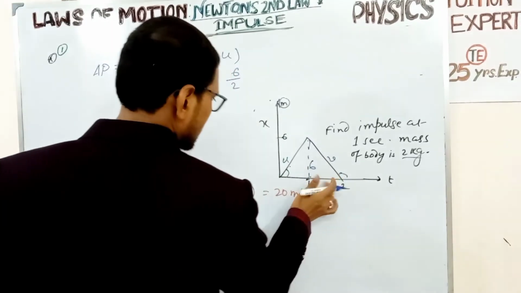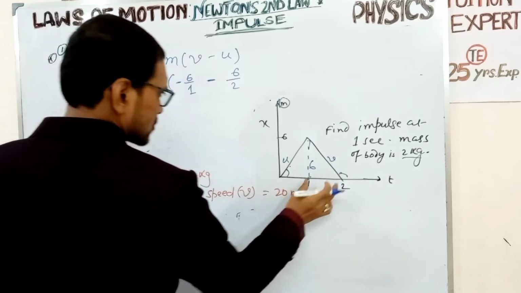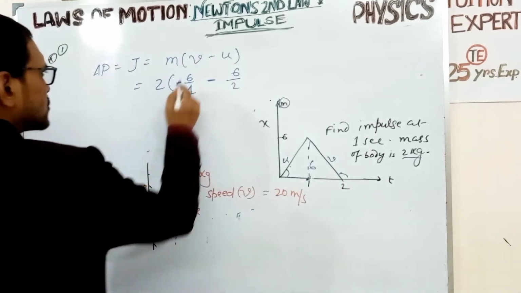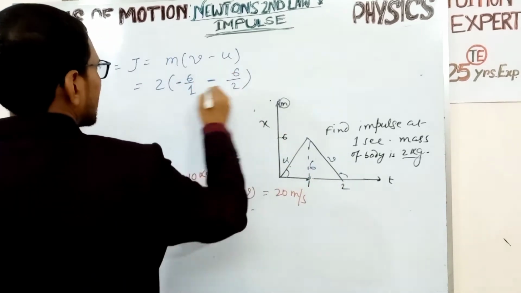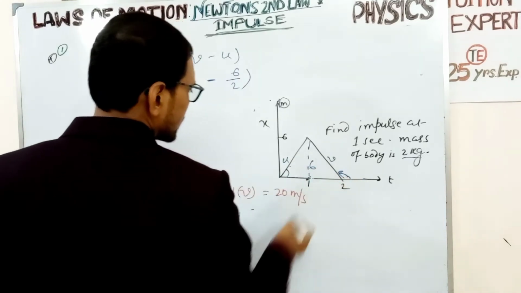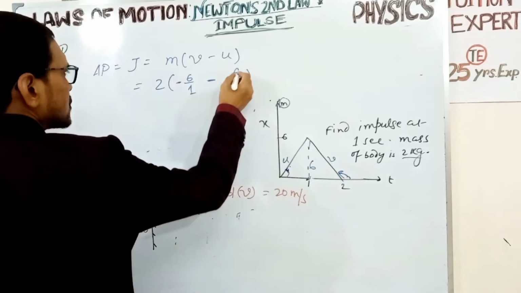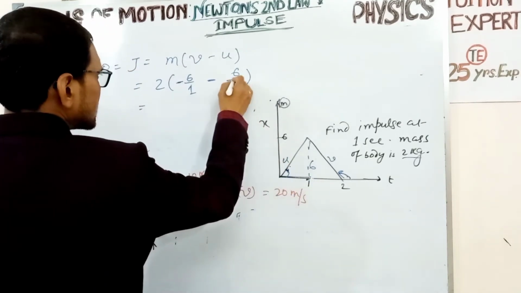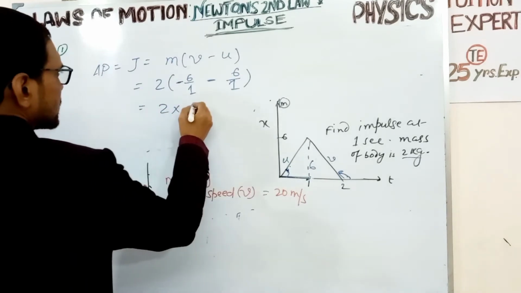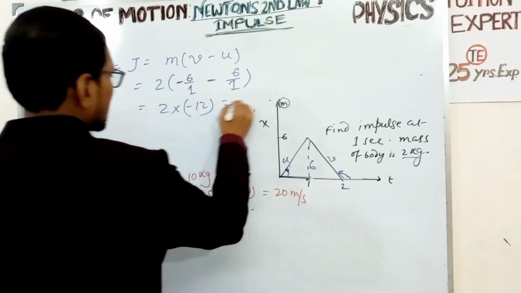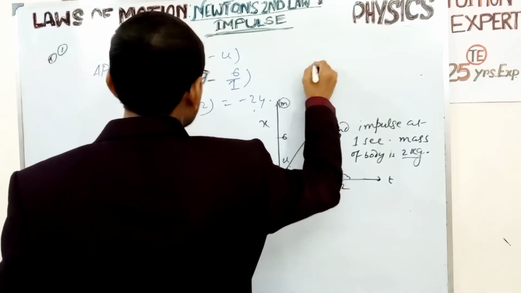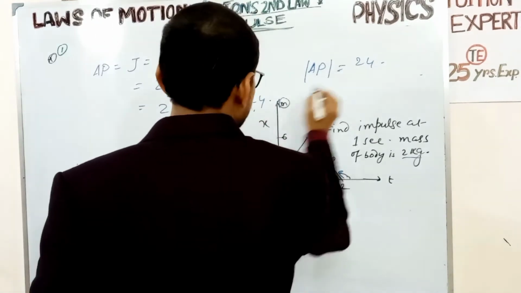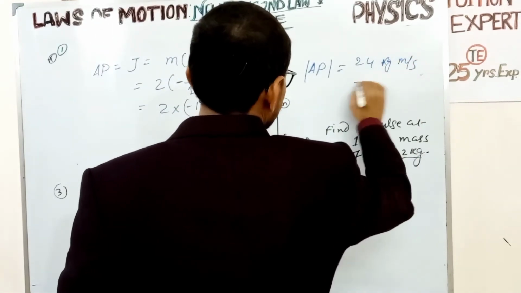Now this slope is 6, the interval is 1, the time gap is 1, so perpendicular is 6 and base is 1. The final velocity will be a negative slope, and the initial velocity will be a positive slope, so this is negative. So this is the answer. Now for the initial velocity, this gap is also 1. Now the magnitude of the impulse we get is 24 kg meter per second. So this is the answer.